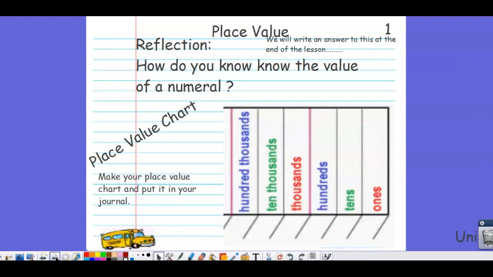All right. So what we're going to talk about now is place value. And what you're going to do is your reflection, your thinking, your answer that you need to do.